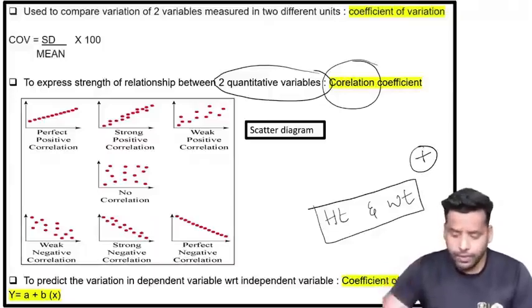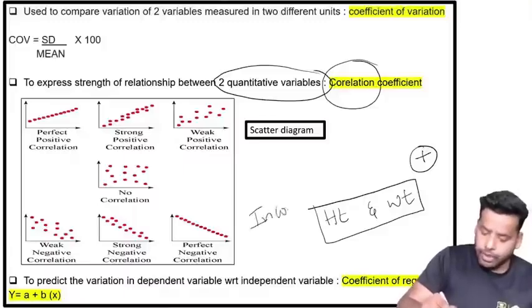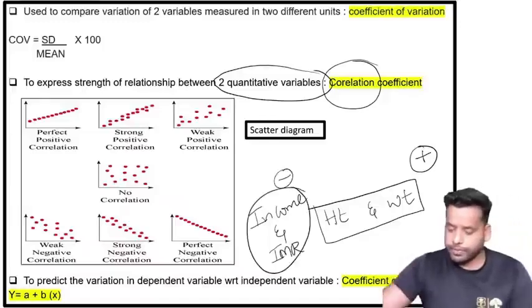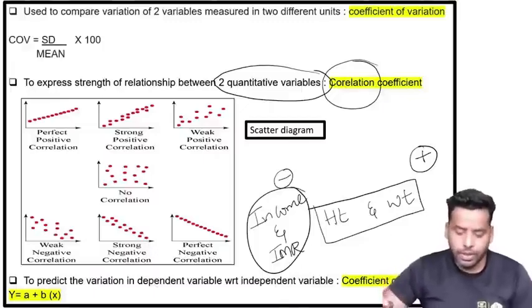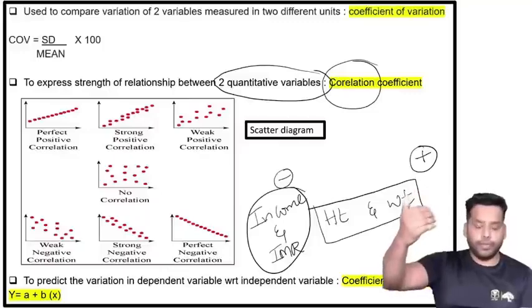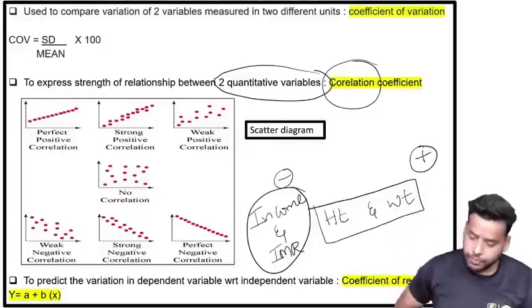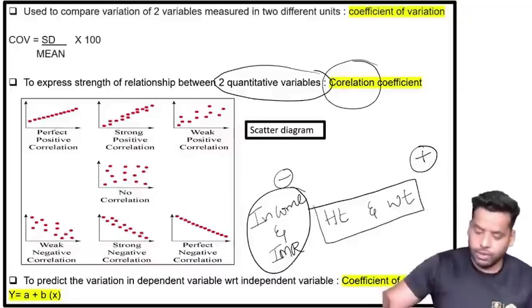Positive correlation. If I take one more word, income, if it is increasing, infant mortality rate will decrease. What is this type of correlation? Income, if it is increasing, IMR will decrease. Negative correlation. Good. Negative correlation.